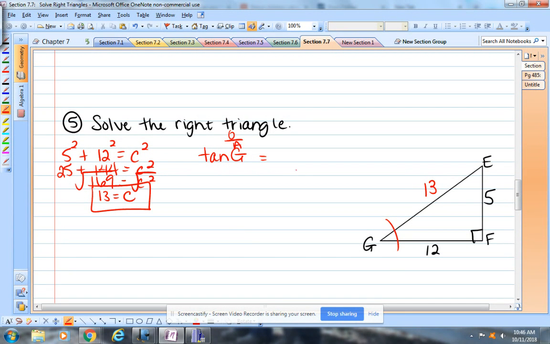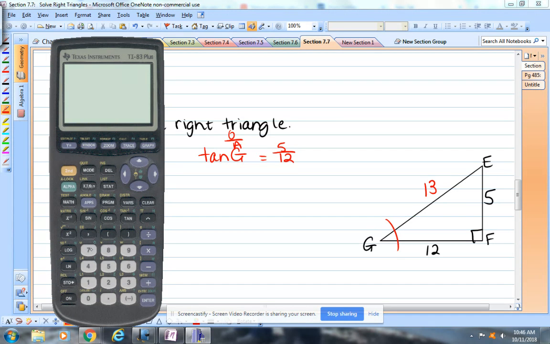All right. So tangent is going to be its opposite over its adjacent. So what's the length of the measure that's opposite from angle G? 5. And what's the one adjacent to angle G that's not the hypotenuse? 12. Now we're looking for the angle measure, right? So what do we have to push to look for the angle measure? Inverse tangent. Okay? So I'm just going to type that straight in my calculator after I turn it on.